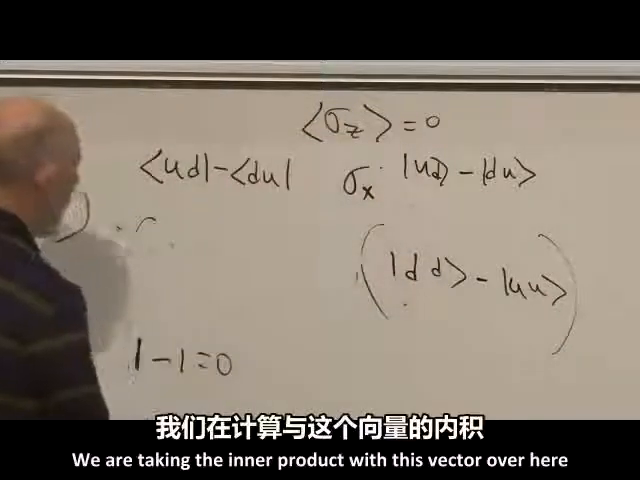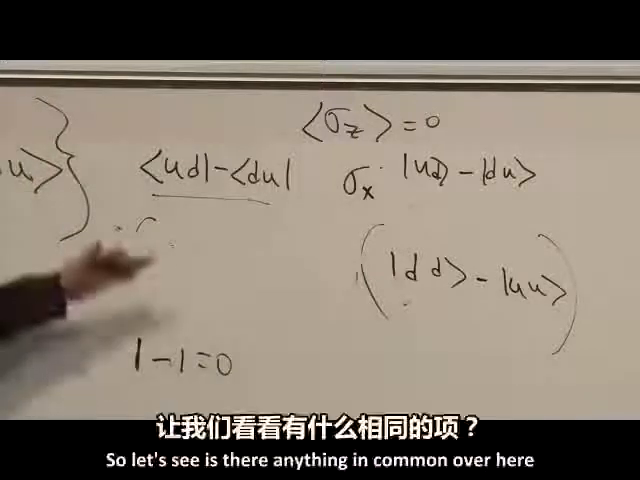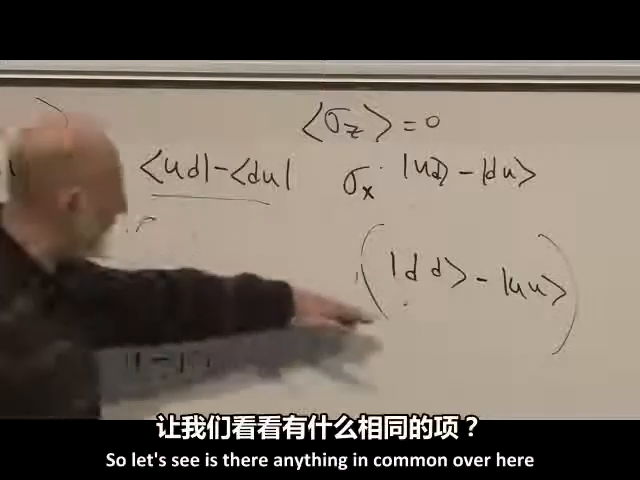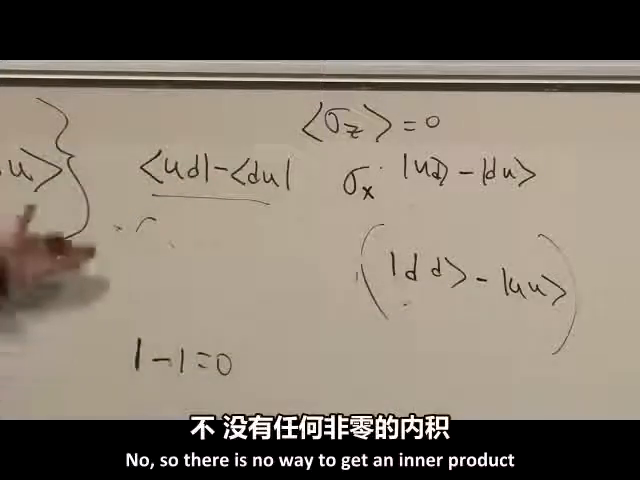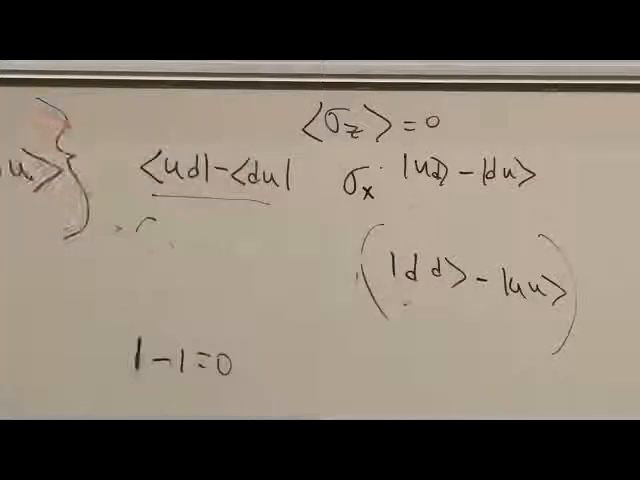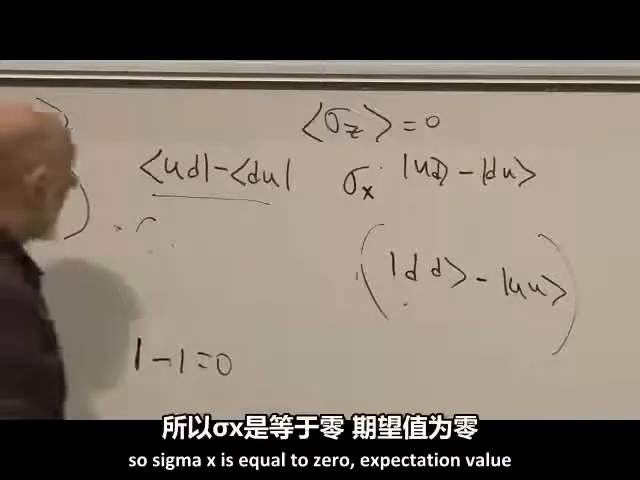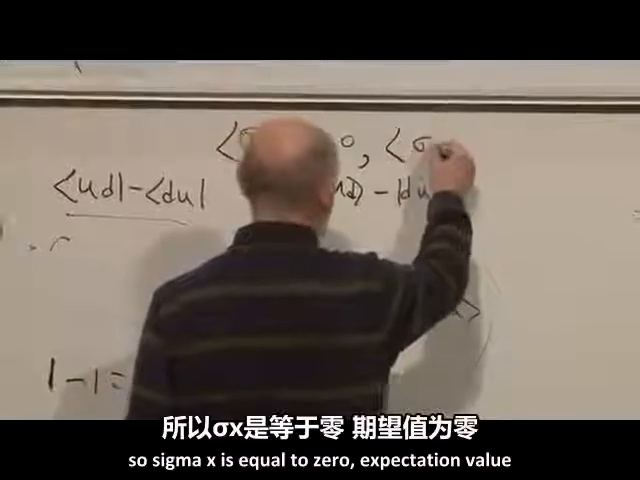We're taking the inner product with this vector over here. So let's see, is there anything in common over here with something in common here? No. So there's no way to get an inner product. Down, up with down, down is 0, et cetera. Again, this is 0. So sigma x is equal to 0. Expectation value.